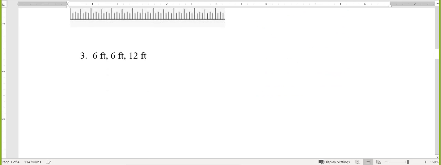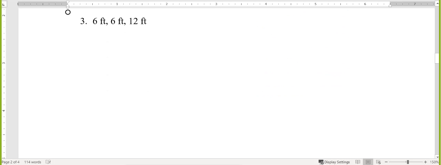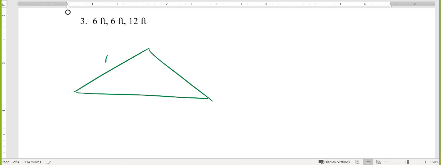Okay, so let's do it again, one more time. Can you have a triangle with lengths 6 feet, 6 feet, and 12 feet? So I'm going to draw it. I noticed that it's an isosceles because two of them have the same measure. It's an isosceles triangle if it's a triangle.